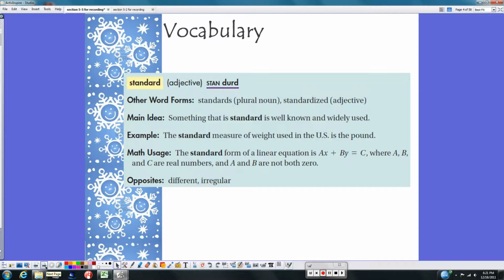Our vocabulary word for today is standard, and in general, standard is well known and widely used. For us, we are more concerned with the math usage, where standard form of a linear equation is ax plus by equals c. A, b, and c are real numbers, and a and b cannot both be 0.